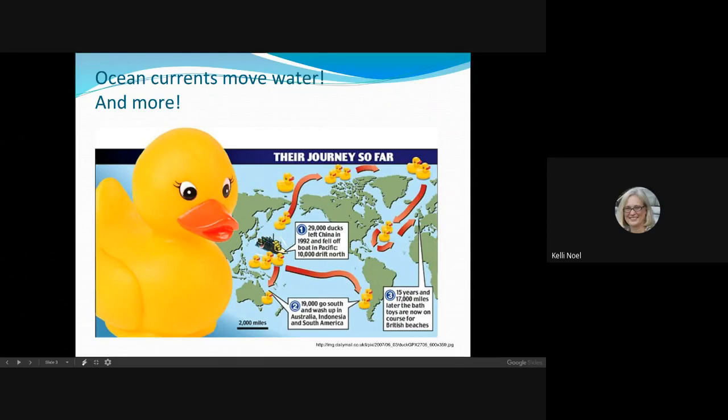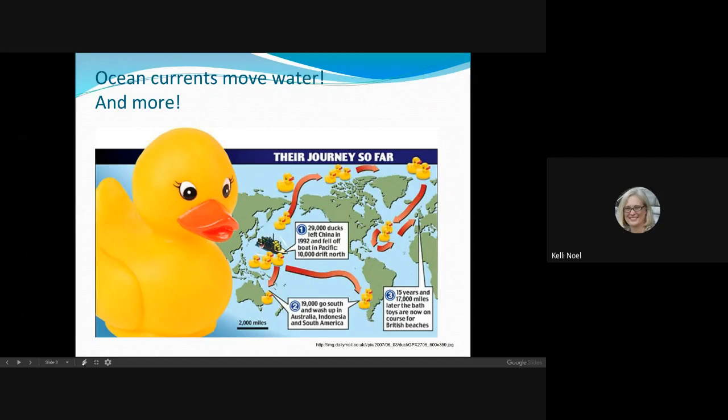So if you were to set one of these little duckies and follow it, look right here, 1992, 29,000 ducks left China and fell off a boat in the Pacific Ocean. 10,000 drifted north. 19,000 went south and washed up in Australia, Indonesia, and South America. Notice the ones up north went up here and eventually came down here.